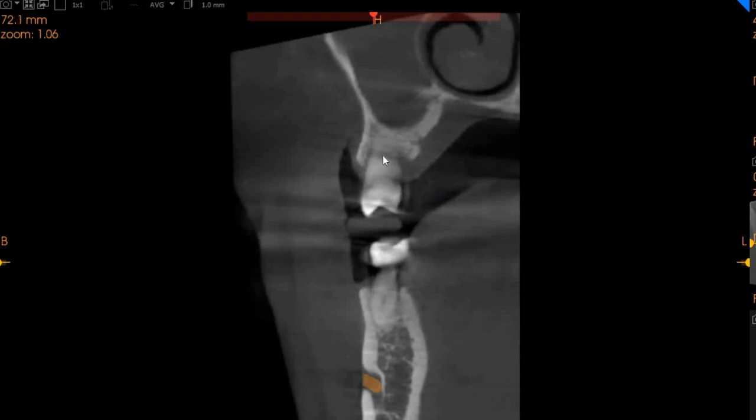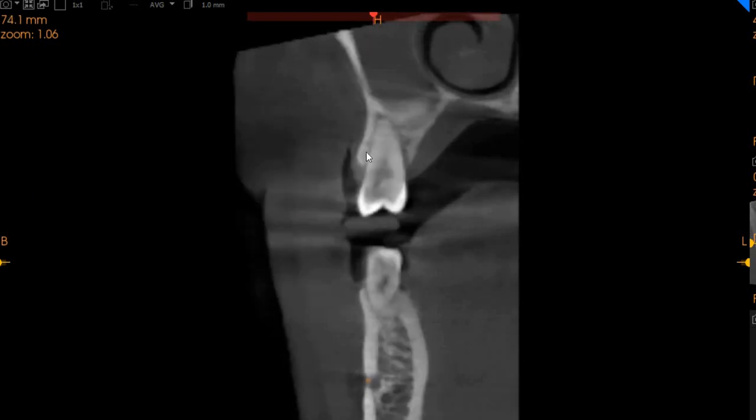This is the interradicular bone. As you can see, the interradicular bone has vertical defects as well. So this patient has generalized bone loss. We've got PDL widening and periodontal loosening here in the upper right second premolar as well. As you can see very clearly, the tooth is loose in the socket. We've got bone loss on the palatal aspect as well.